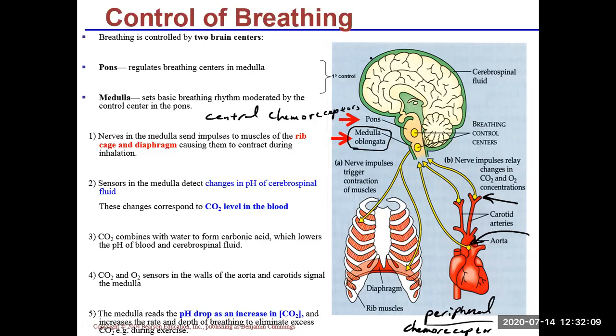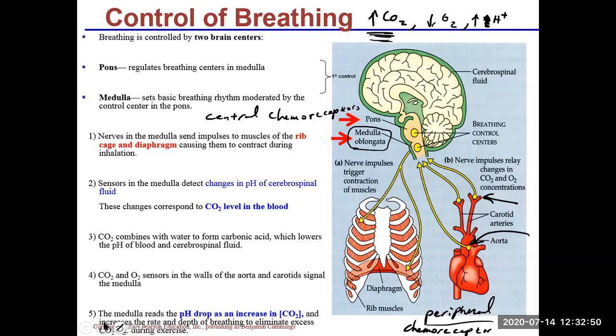In general, these chemoreceptors detect a higher amount of carbon dioxide, a low amount of oxygen, and a higher amount of hydrogen ion, or a lower amount of pH. That's what they are sensing. But the majority of these chemoreceptors, in terms of sensitivity, sense increasing carbon dioxide. All right.